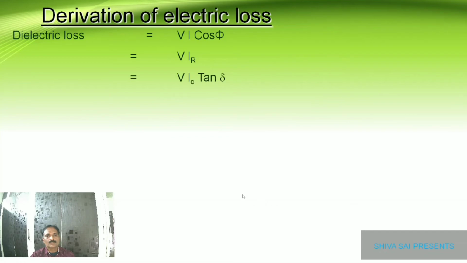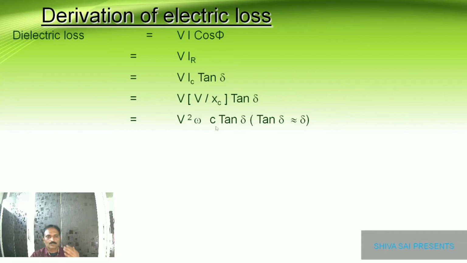So IR is equal to IC tan delta, and IC is equal to again V by XC, the supply voltage divided by the capacitive reactance, multiplied by tan delta. So V into V gives us V square, and we know that 1 by XC is nothing but omega C, because the capacitive reactance XC is equal to 1 by omega C. Hence here 1 by XC becomes equal to omega C, and tan delta.